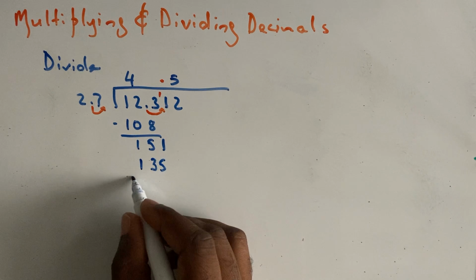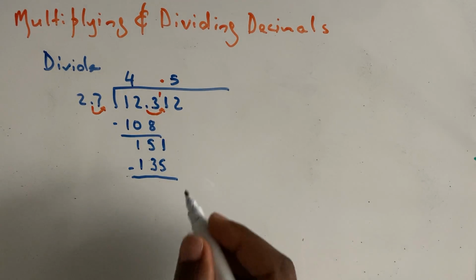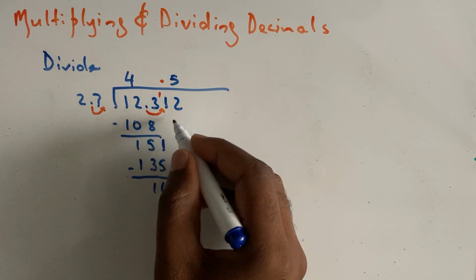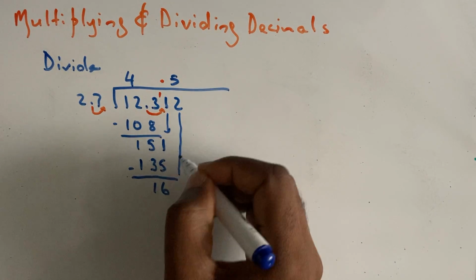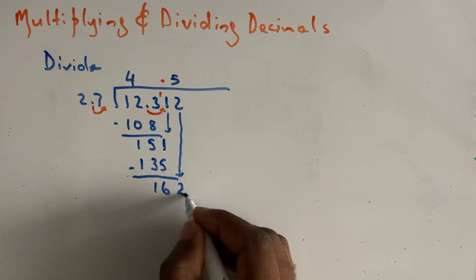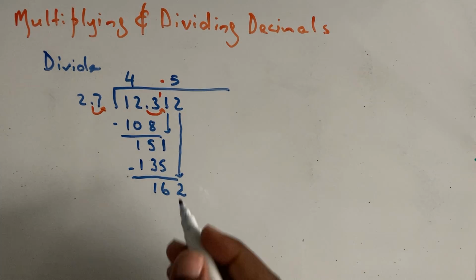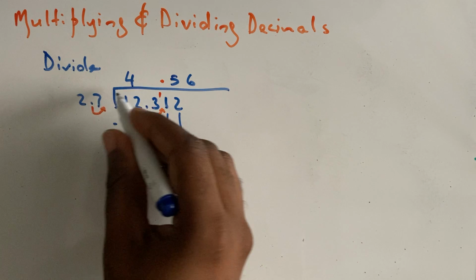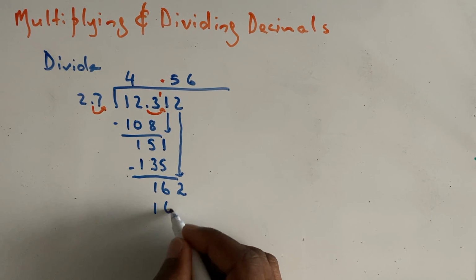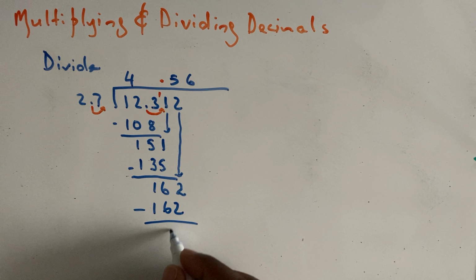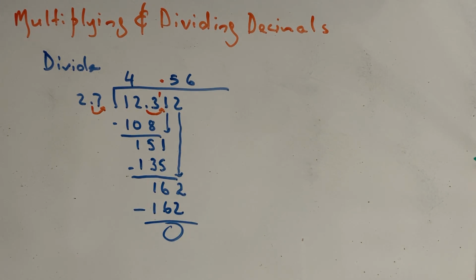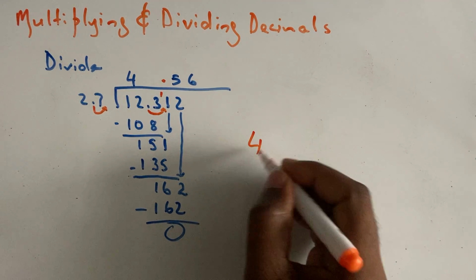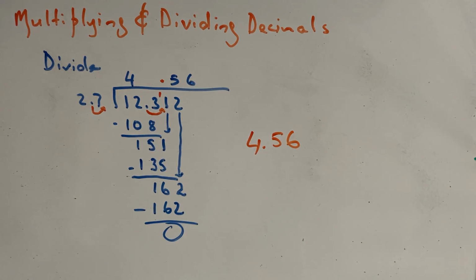Again, you subtract. If you subtract here, you get 16. Bring down the next digit, which is 2, so it's 162. Then 27 goes into 162 6 times, and 6 times 27 is exactly 162. 162 minus 162 is 0. You're done here. The answer is 4.56. You just divided 2 decimal numbers.